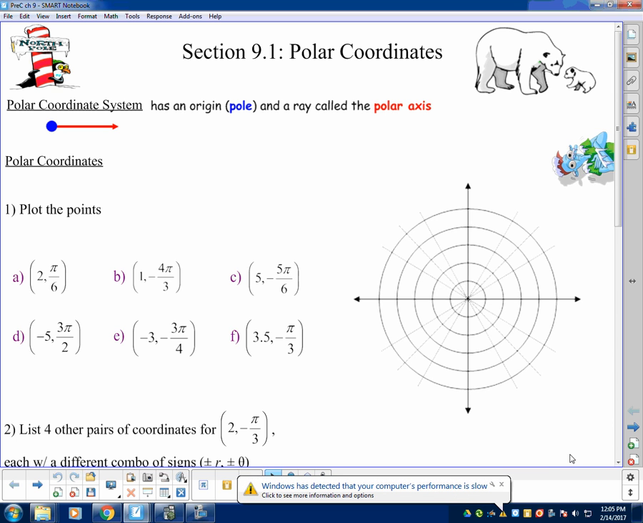has an origin, if you could write this down, has an origin, which we call the pole, and a ray. Remember, a ray is just starts at a point and then goes off, has an arrow showing its direction it's going in. Right, so it has an origin pole and a ray called the polar axis. Looks like this.